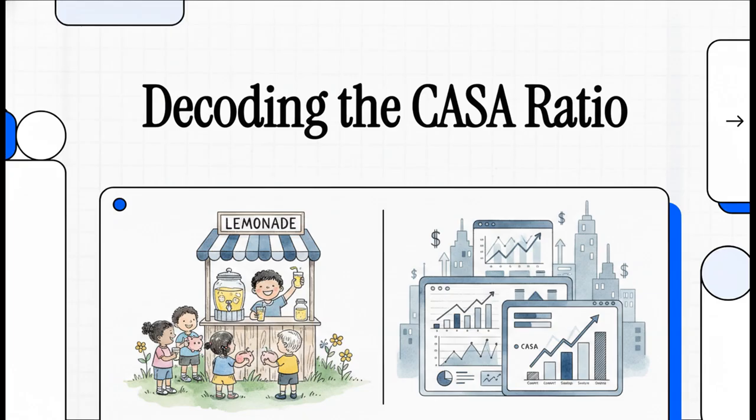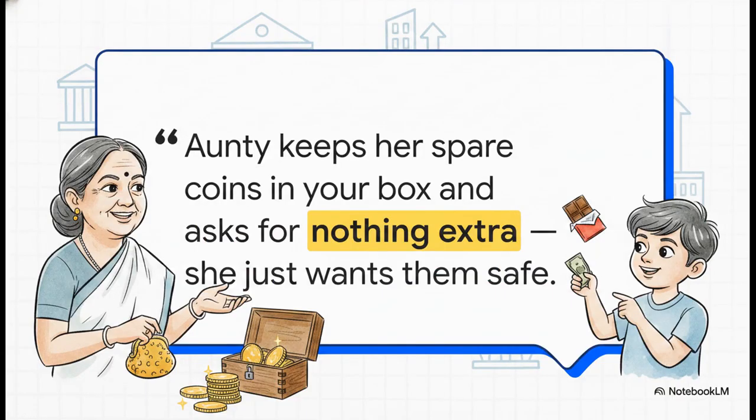We're going to take it all the way from a simple neighborhood lemonade stand right up to the complexity of Wall Street analyst dashboards. Okay, let's dive into this. Before we even touch the heavy financial jargon, I want you to imagine you're running a lemonade stand. Seriously. So Auntie keeps her spare coins in your little cash box and asks for absolutely nothing extra. She just wants them safe. And your little brother? Well, he lets you hold his pocket money, but for the price of one tiny chocolate.